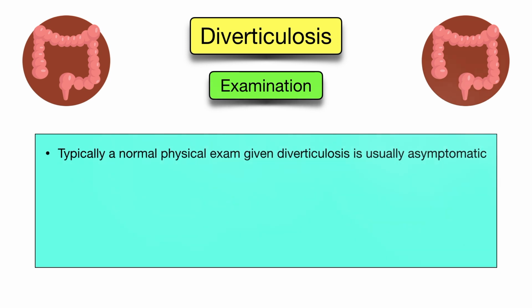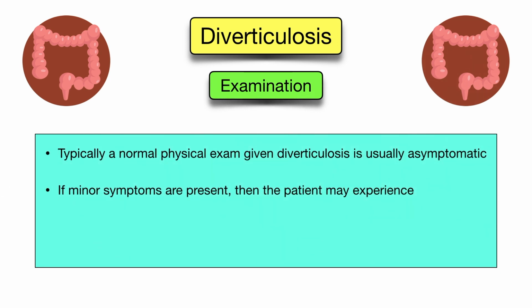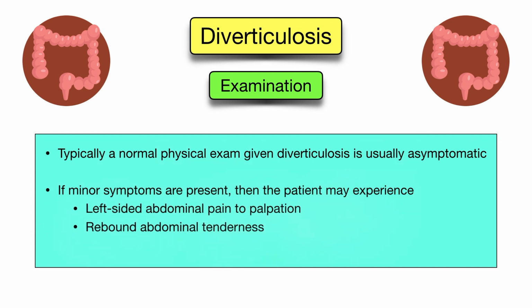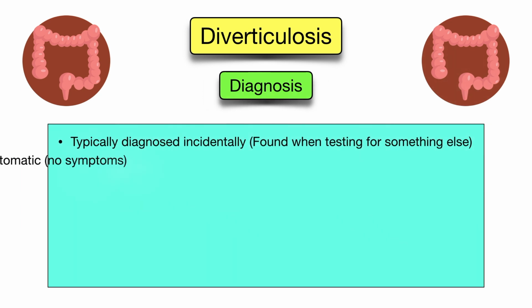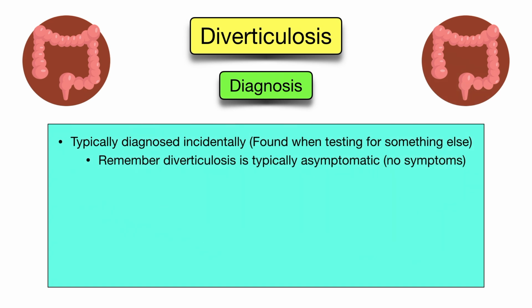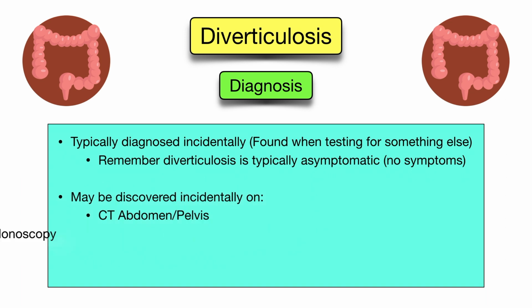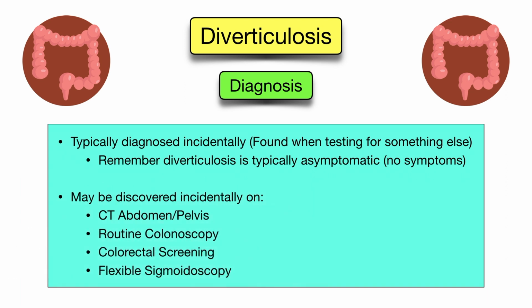On physical exam, a patient with no symptoms may have a normal exam. Again, diverticulosis is typically asymptomatic, but a patient with minor symptoms may experience slight tenderness to palpation of their abdomen, rebound tenderness, or guarding. Since diverticulosis typically does not have symptoms, it may be discovered incidentally. This could be from CT imaging, routine colonoscopy, colorectal screening, or flexible sigmoidoscopy, to name a few.